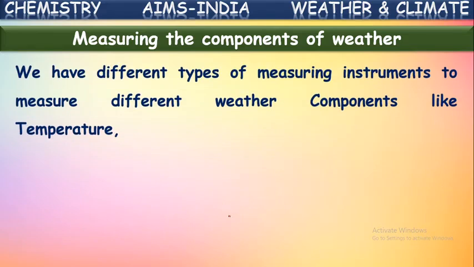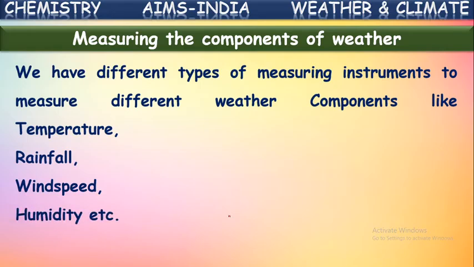We have different types of measuring instruments to measure different weather components like temperature, rainfall, wind speed, humidity, etc. These we call elements of weather or components of weather. So these can all be measured by using different kinds of instruments, because these will be changing from time to time. Weather conditions in a particular place may change day to day or hour to hour.